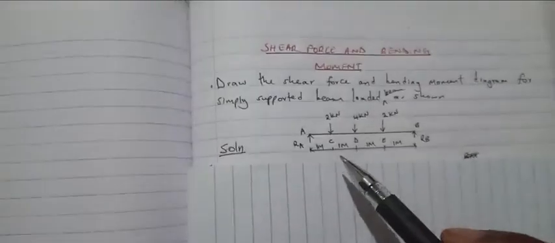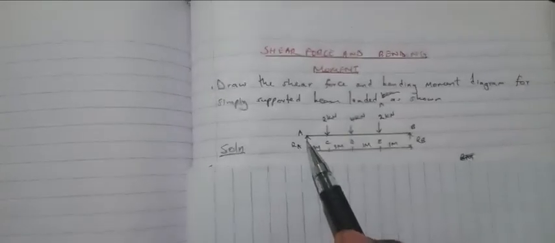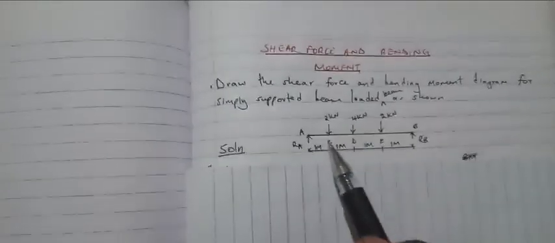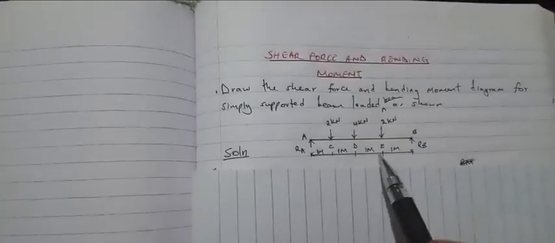So, guys, here it is point A. Then we have point C. Then we have point D. Then we have point E. Then we have point B.